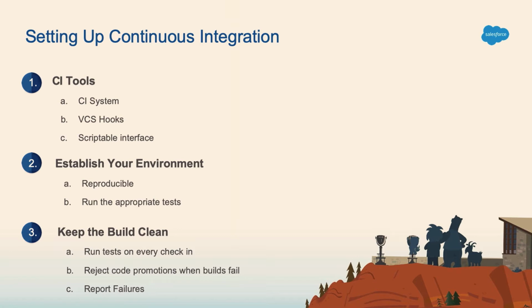You also want to reject code promotions if they break a build. You don't want those flaws and those bugs to get into production. Finally, you want to report those failures and then track down the developer and have that development team fix those bugs and iterate over this process.